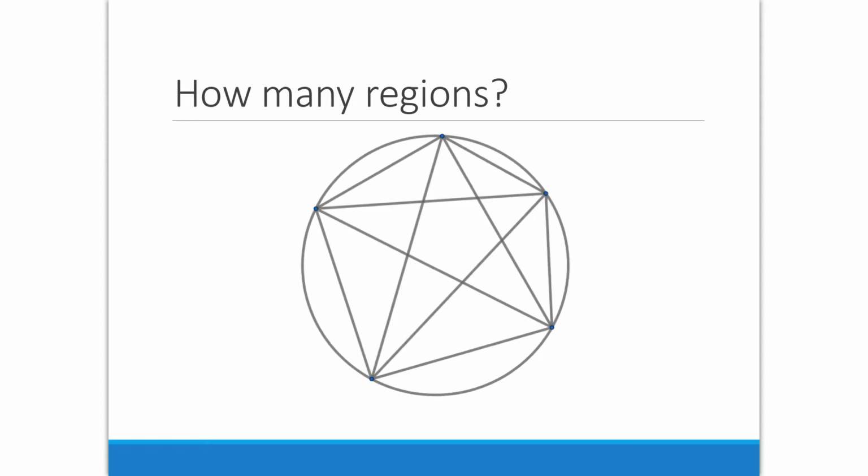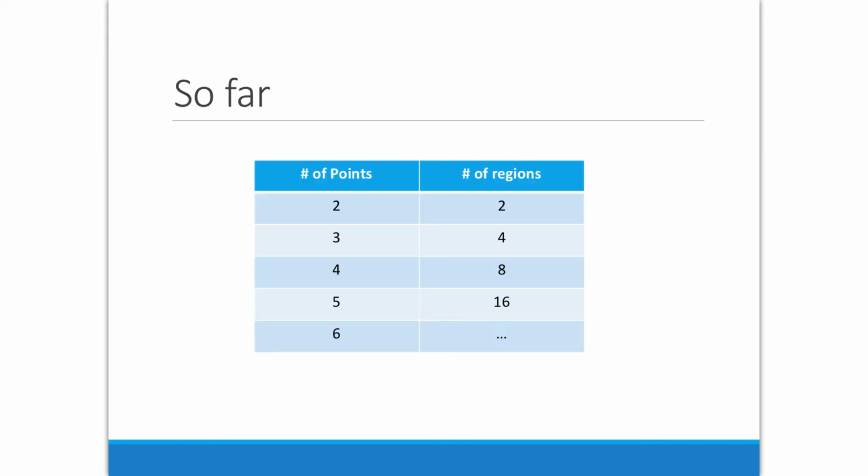Well, it's looking a little crazy here, but we can count them up. 1, 2, 3, 4, 5, 6, 7, 8, 9, 10, 11, 12, 13, 14, 15, and of course, 16. Hopefully you're starting to see a bit of a pattern. We've got 16 regions here. So, we have the following. We could summarize this in a little table.